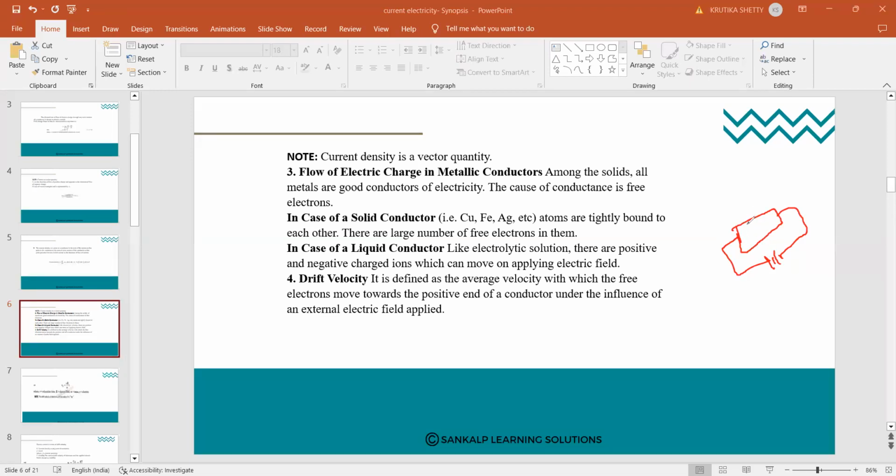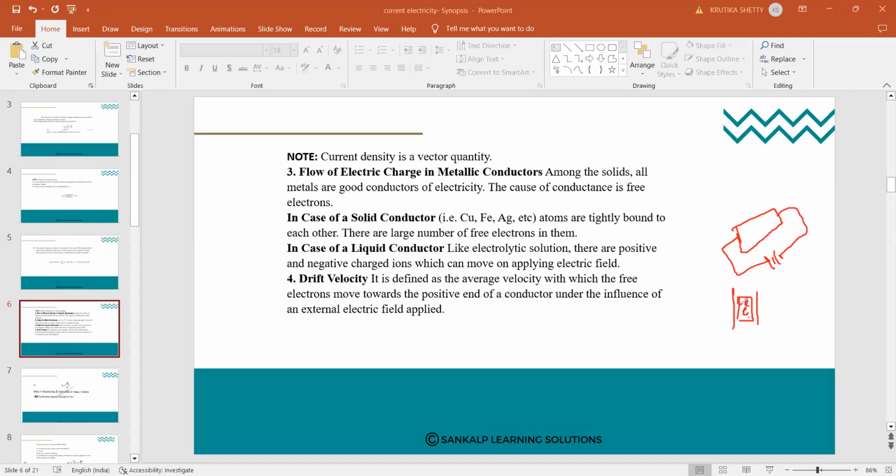Here, when I subject this conductor or this system to an external electric field, suppose I have a conductor and you have not made any circuit connection. Let us take conductors as metals. In metals there are free electrons. These free electrons are moving randomly when it is not subjected to the external electric field.